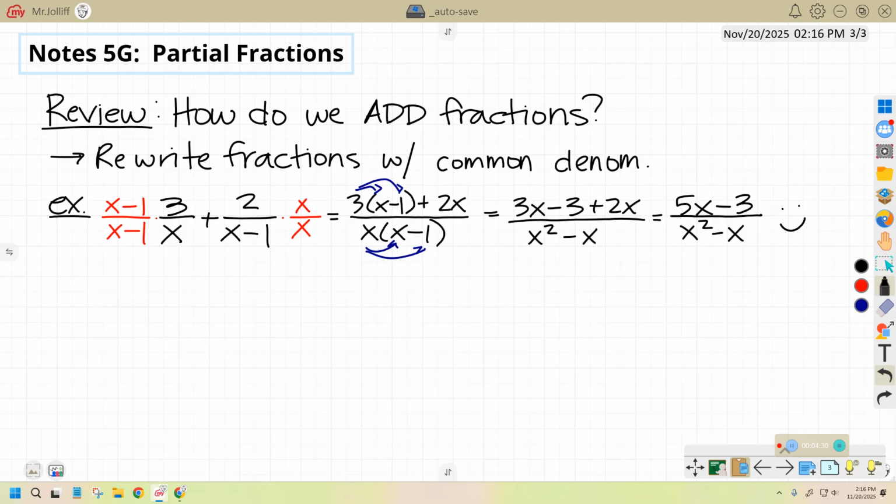What we are doing today is the reverse of this process. And the reverse of this process is called partial fraction decomposition.